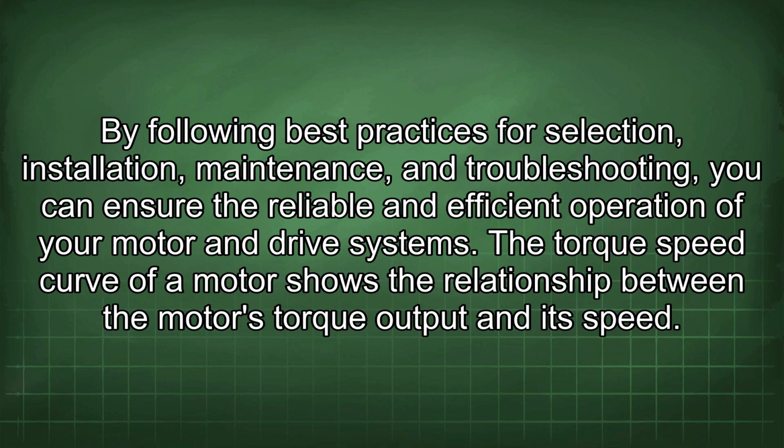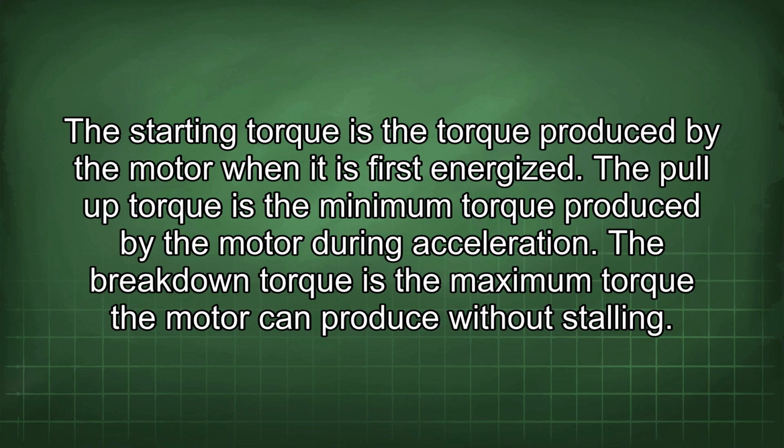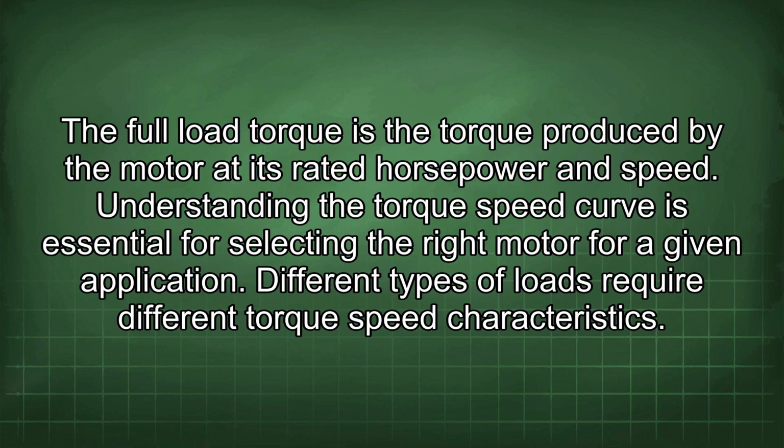motor and drive systems. The torque speed curve of a motor shows the relationship between the motor's torque output and its speed. The starting torque is the torque produced by the motor when it is first energized. The pull-up torque is the minimum torque produced by the motor during acceleration. The breakdown torque is the maximum torque the motor can produce without stalling. The full load torque is the torque produced by the motor at its rated horsepower and speed.